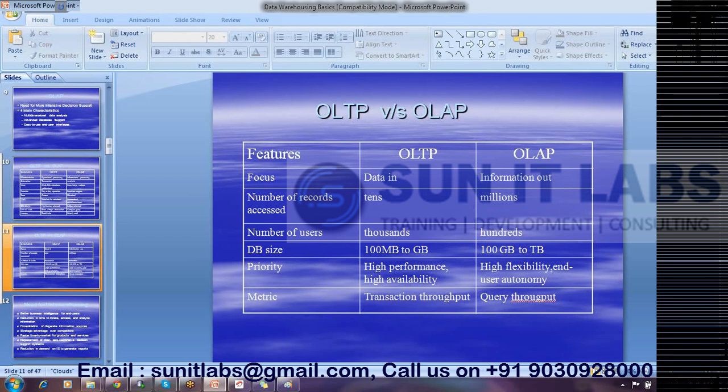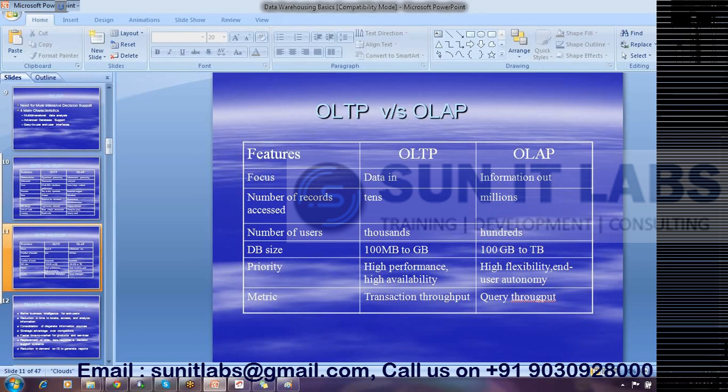If you have a larger number of records, obviously it will require more memory to store the data. That is nothing but terabytes of data. It will occupy terabytes, whereas your OLTP database sizes will be in gigabytes.